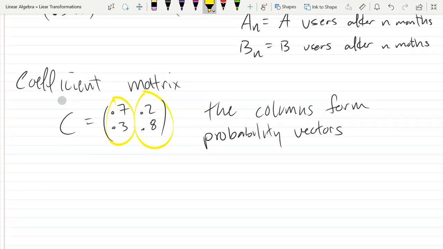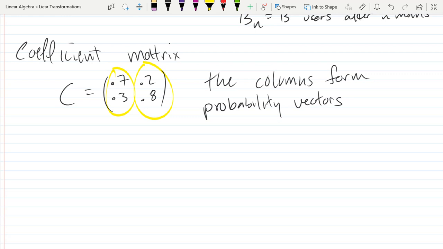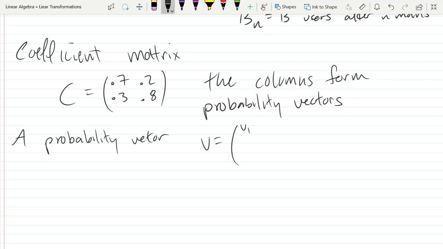So what is a probability vector? The definition. We haven't done this operation before, but a probability vector can be any dimension. So this one will be n-dimensional. Ours just happened to be two-dimensional. It is a vector like this, such that all of these vi's are between 0 and 1. So they're all a percentage between 0% and 100%, or a decimal number between 0 and 1.